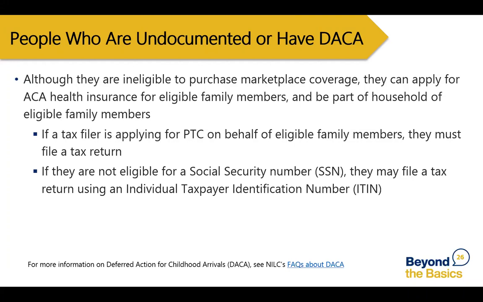Even though an individual might be ineligible to purchase coverage, for example, a person is undocumented but has citizen children, they can apply for coverage for their eligible family members. That would be ACA coverage as well as Medicaid, and they can be part of the household with their eligible family members. Now, if a person is the tax filer for the household, even if they're not eligible themselves, they need to file a tax return if they are applying for premium tax credits on behalf of their eligible family members. If they're not eligible for a Social Security number, it is possible to obtain an alternative taxpayer number called an individual taxpayer identification number in order to file taxes.